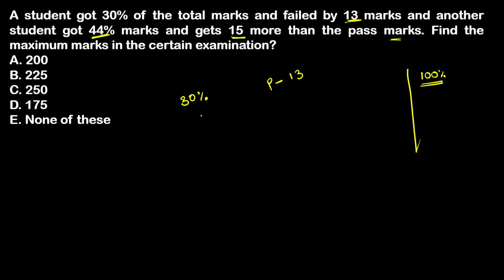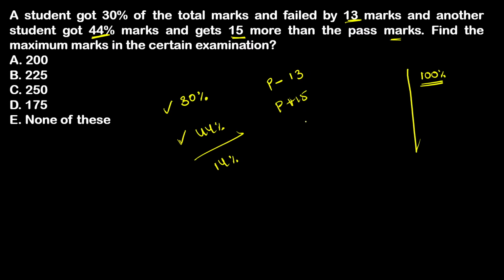Another student got 44 percentage marks and gets 15 more than the pass marks. So his marks, we can say, is P plus 15. The previous one got P minus 13 and the present one got P plus 15. Observe this carefully. The first one has got 30 percentage of the total. The second one has got 44% of the total, which means that the difference between these two is 14 percentage.